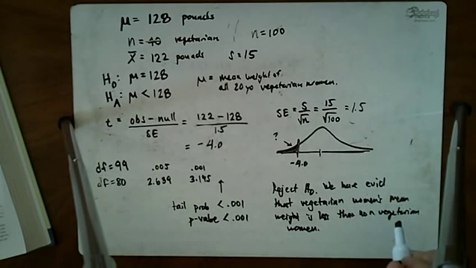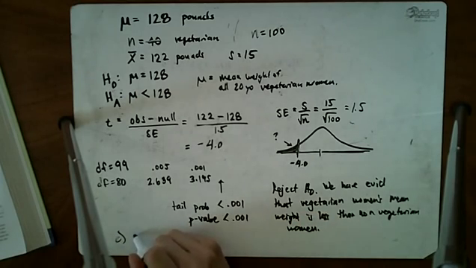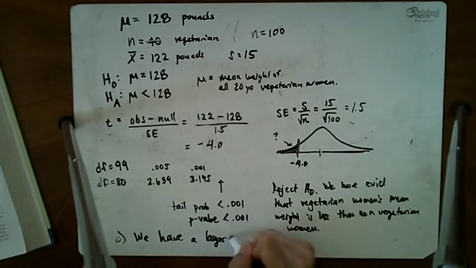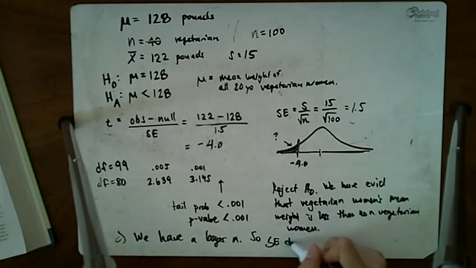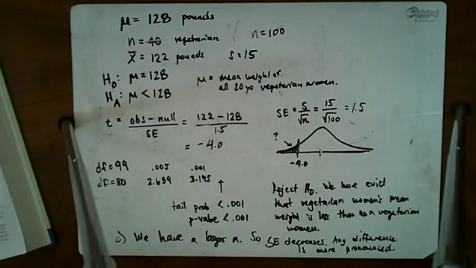Okay, and then the last part, explain what causes the difference. Again, for here, we have a larger n. So standard error decreases. And that makes any difference to be more pronounced. That's it.